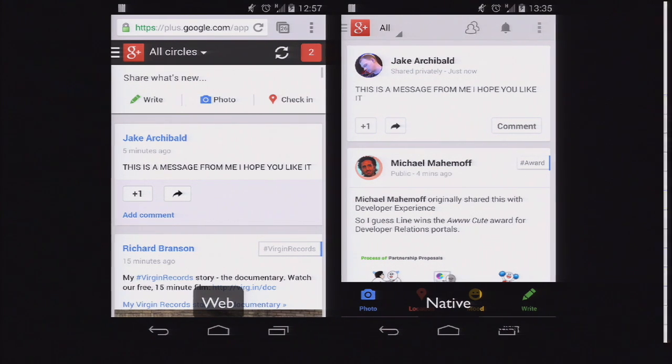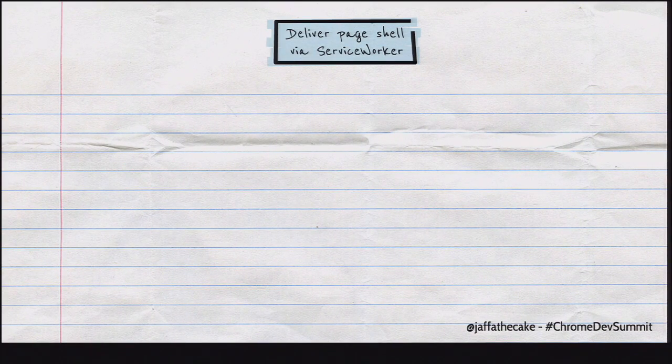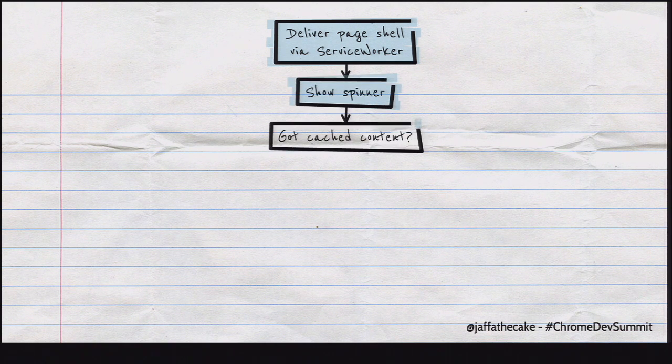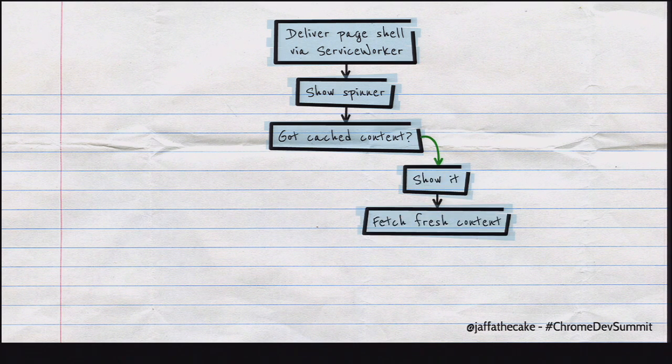ServiceWorker levels this playing field. So we can start by just serving a page shell from the ServiceWorker. Just the UI, but no content there. And then we can start up a spinner, and we can see if we've got any cached content. And if we do, we can show it, and then start going and fetching some network content.